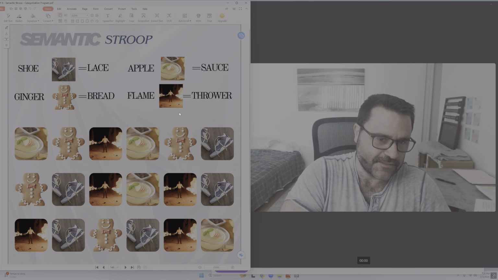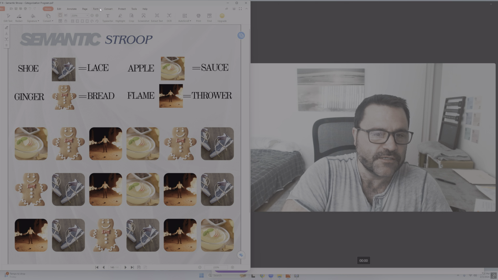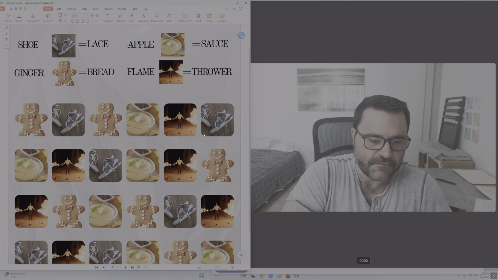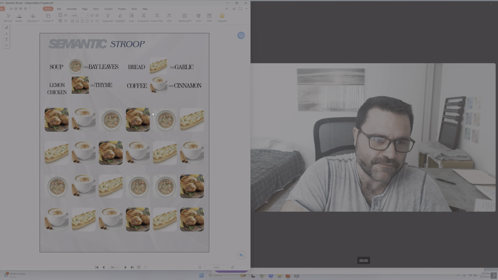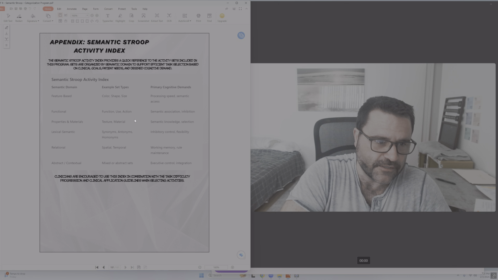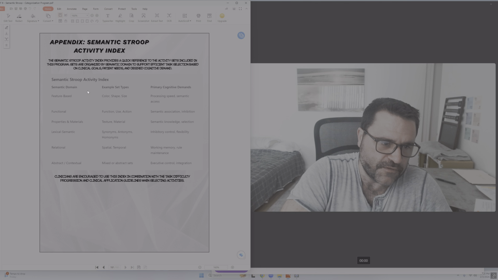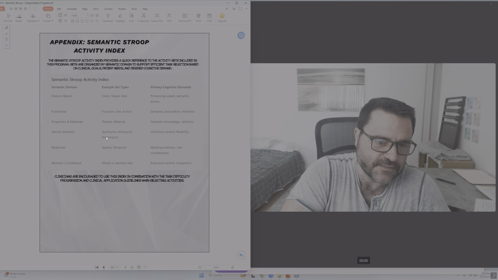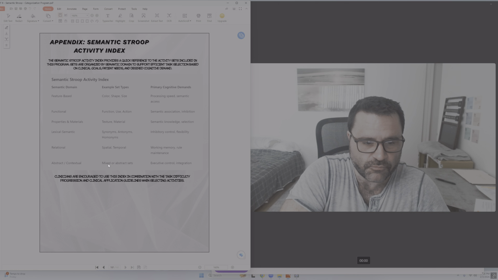It goes on: locations, things like that, ingredients. So I just wanted to share that, and at the very end here, I have an appendix that goes over specifically what these different sets are looking at when you're doing them. The first one that obviously everyone thinks of is semantic feature analysis, the feature-based color, shape, size, and then it shows what the cognitive demand is: processing speed, semantic access. Functional, the function, use, action. Properties and materials, the texture, material, semantic knowledge, selection. Lexical semantic: synonyms, antonyms, homonyms, inhibitory control, flexibility. Relational: spatial, temporal, and abstract, a mix of abstract sets.